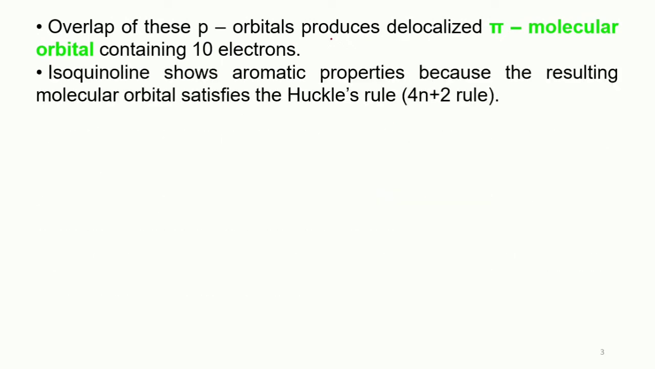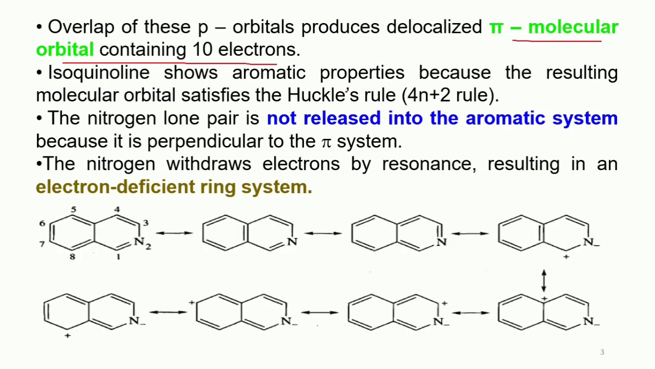Overlap of these p orbitals produces a delocalized pi molecular orbital containing 10 electrons, indicating 5 pi bonds. So isoquinoline shows aromatic properties by obeying Huckel's rule, the 4n plus 2 rule, where n is 2 for the two rings and there are 10 electrons in total. The nitrogen lone pair is not part of the aromatic system because it is perpendicular to the pi system, as discussed in the previous slide. Nitrogen has an electron-withdrawing effect by resonance, resulting in an electron-deficient ring system. Due to the electronegativity of nitrogen, it attracts electrons towards itself, so the ring is electron deficient.